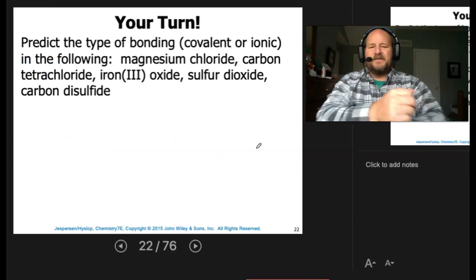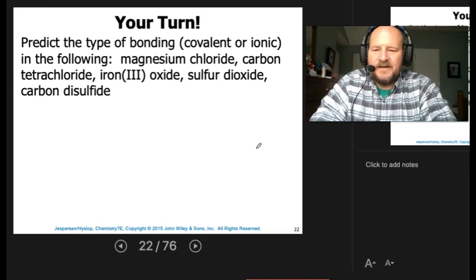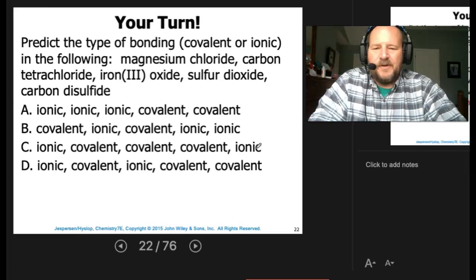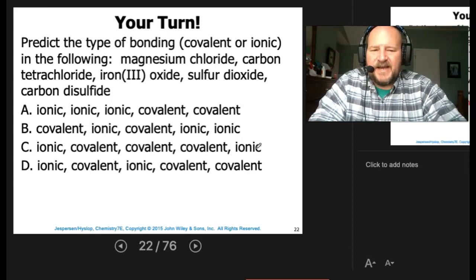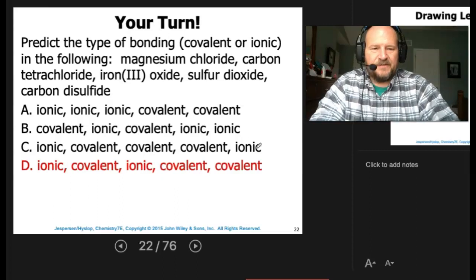All right, so your turn. Predict the type of bonding, covalent or ionic, in the following: magnesium chloride, carbon tetrachloride, iron 3 oxide, sulfur dioxide, carbon disulfide. So we know magnesium chloride should be ionic. So that means we're looking at A, C, or D. For carbon tetrachloride, we should have covalent. So that's going to be either C or D. Iron 3 oxide should be ionic, which gives us D. And then sulfur dioxide should be covalent, and carbon disulfide should also be covalent.